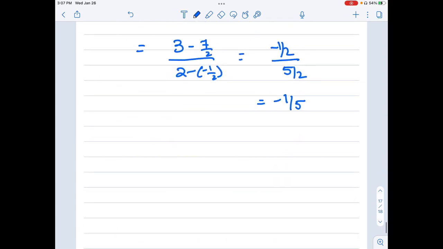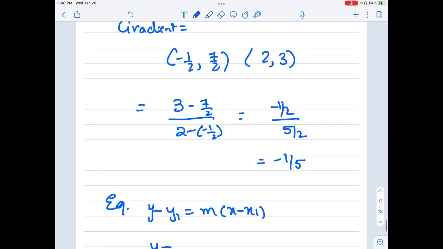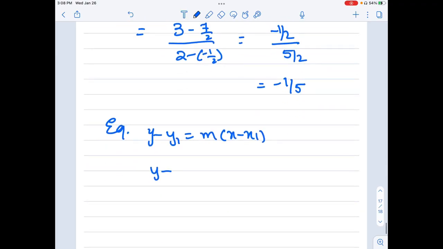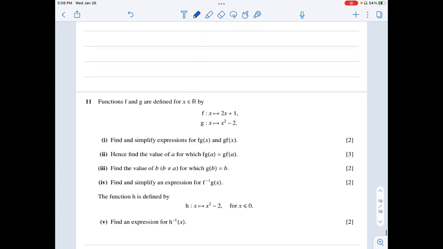But I want the equation. Equation will be y minus y1 equals m times x minus x1. We can take any one point, so 2 comma 3 is the easiest one. y minus 3 is equal to minus 1 upon 5 times x minus 2. We can further simplify. 5y minus 15 is equal to minus x plus 2. So x plus 5y equal to 17 is going to be the answer.